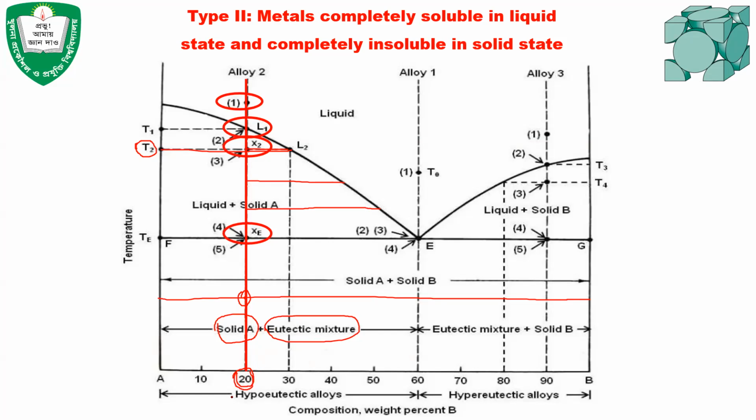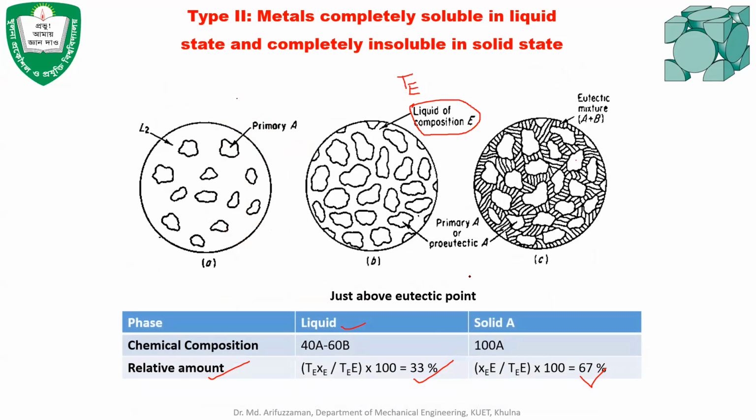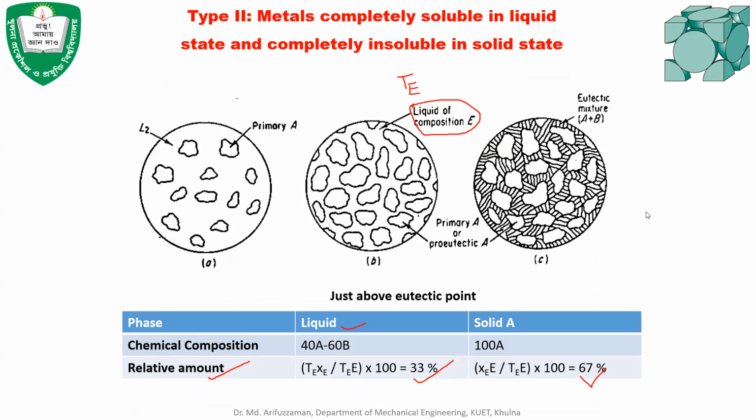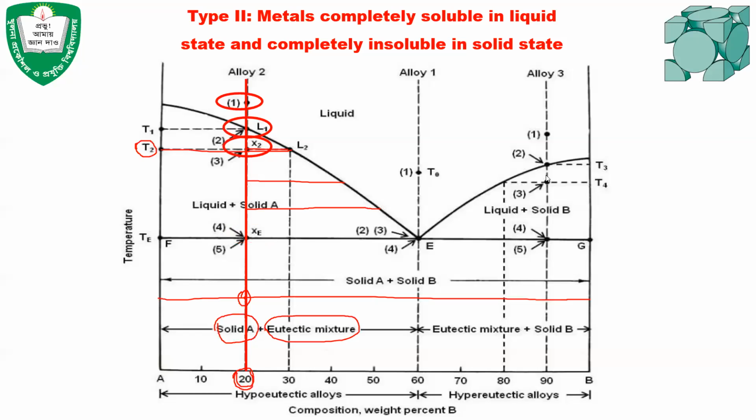Okay, for the same chemical composition, you can have different mechanical properties. Okay. Sir, what is meant by eutectic mixture, sir? Eutectic mixture is the mixture of solid A and solid B, and they stay separately. That's what I have shown in here.